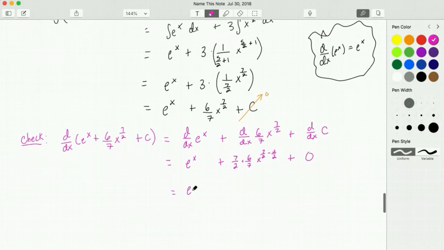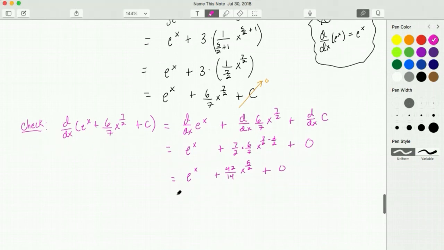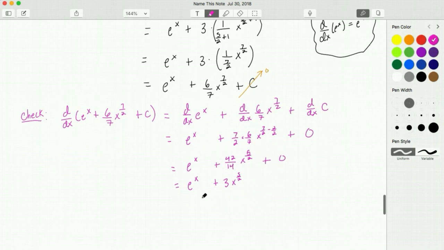We have e to the x plus 7 times 6 is 42 over 14 x to the 5 over 2 plus 0. If we continue, we can get that that's equal to e to the power of x plus 42 divided by 14, which is 3, x to the 5 halves. And that's a 0. So this is our answer.